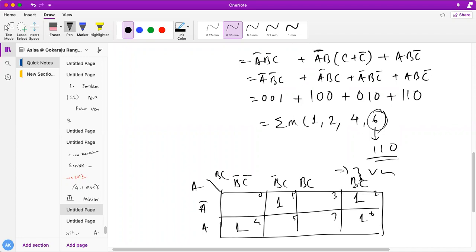A bar B C, A bar B C bar, A B C bar. Okay, A bar B bar C, A bar B C, A B C bar, and A bar B C bar. So this is what actually 0, 1, 0, 1, 0, 0. Yes, we made a mistake here. I think 0, 0, 1. Here we made a mistake.